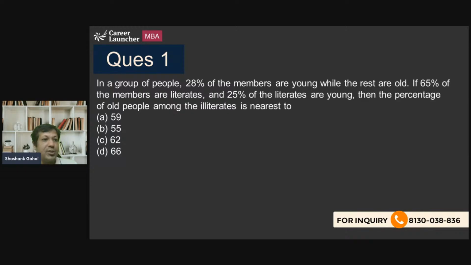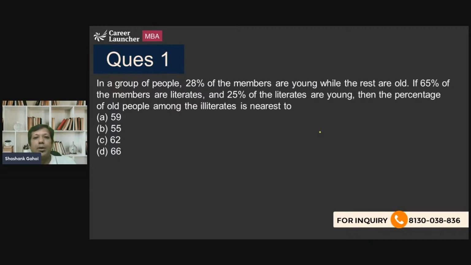What does this question say? In a group of people, 28% of the members are young, while the rest of the people are old. If 65% of the members are literate and 25% of the literates are young, then the percentage of old people among illiterates is nearest to.